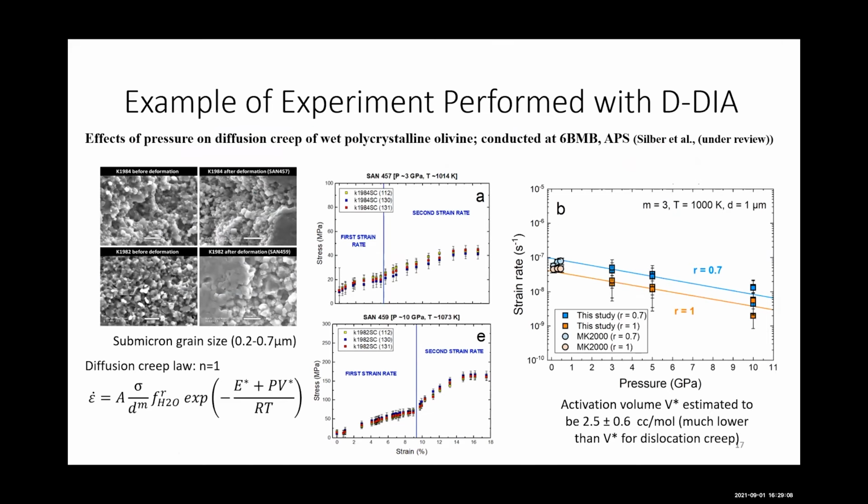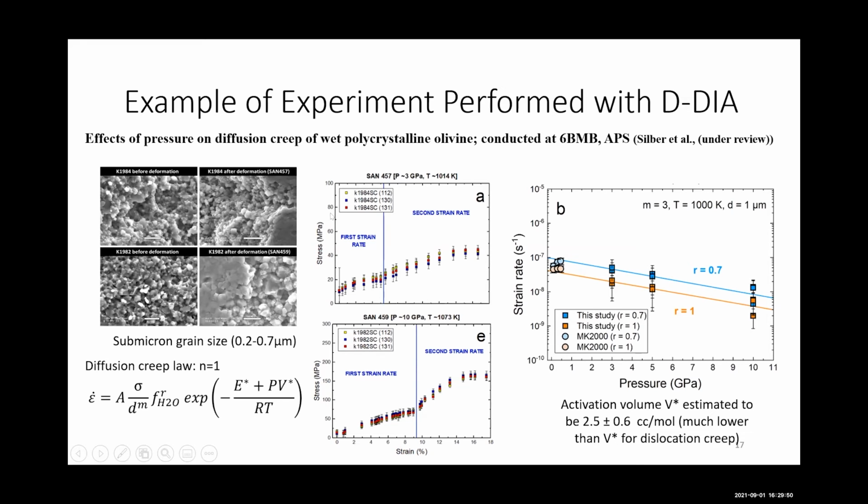So this is an example of the DDIA deformation experiment that we have been performing the last few years. This was performed at 6BMD at APS on the effect of pressure on diffusion creep of wet polycrystalline olivine. Here is a picture of the starting material. Because we were trying to reach diffusion creep and be deep into the diffusion creep regime, we had to prepare very fine grain samples. These are essentially sub-micron grain sizes, to be able to study the diffusion creep law of olivine.